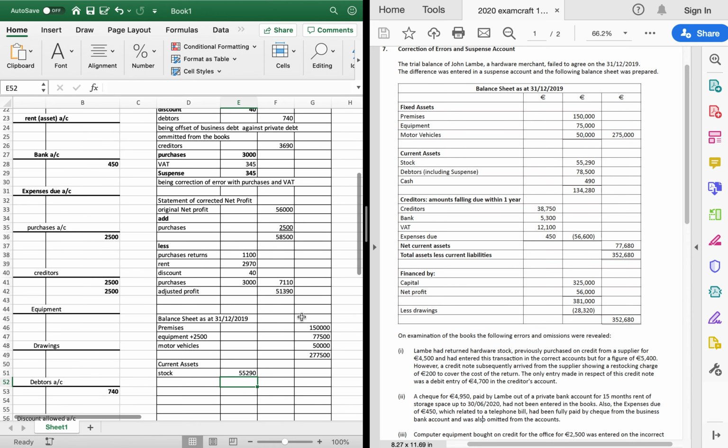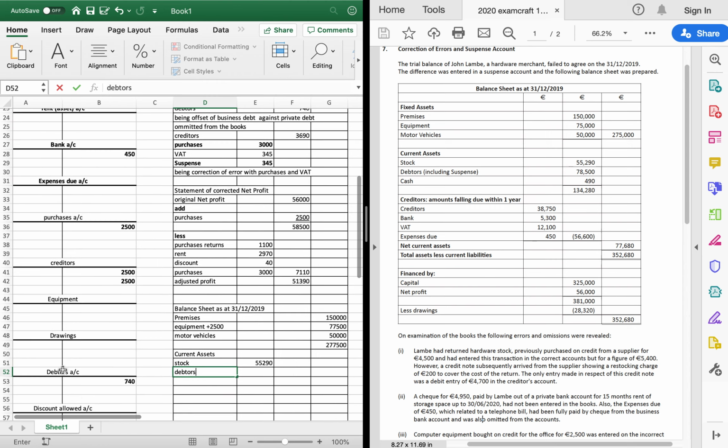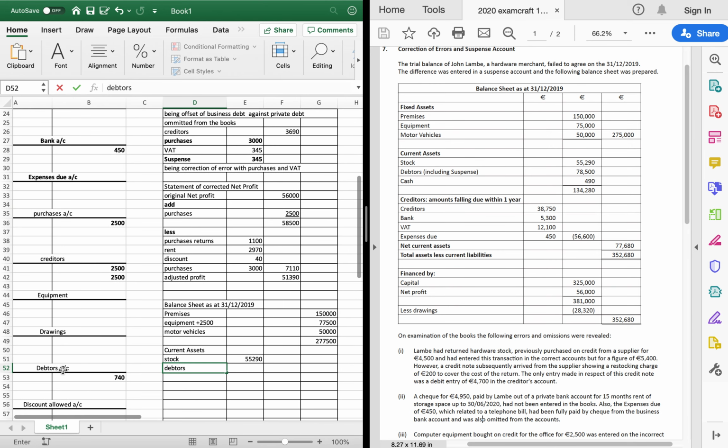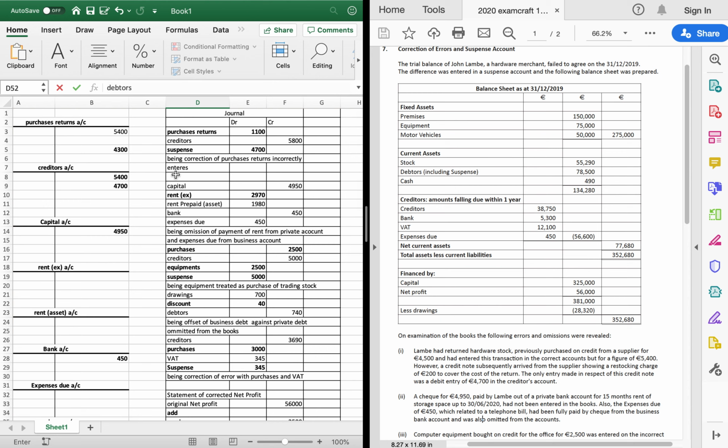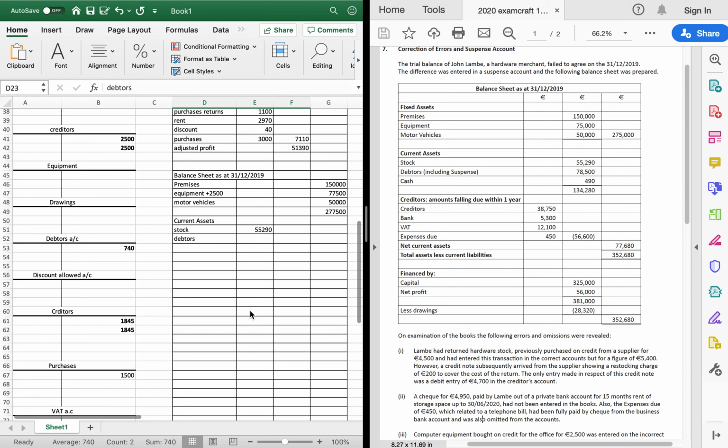We've debtors including suspense. Now, the debtors including suspense is 78.5. Debtors hasn't changed. No, debtors has changed actually. So I can see debtors here. That's the reason I'm saying it's changed. So go back up and see is there any other debtors changes. There's none in one, there's none in two, there's none in three. There is in four. There's a credit of 740, debtors being an asset. We're going to have to take that away.